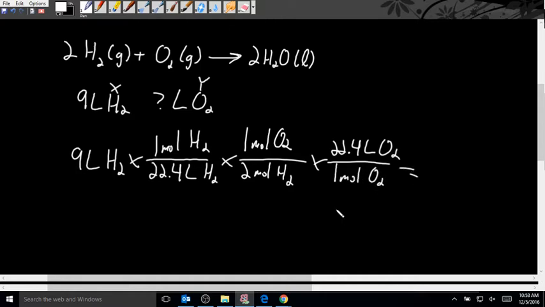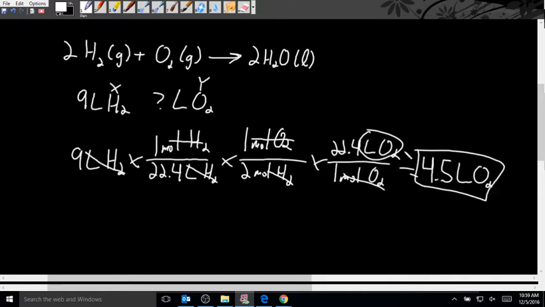Unit analysis shows me liters of H2, liters H2, moles H2, moles H2, moles O2. I know I went through that quickly. Big thing though, liters of O2 is what I'm left with, which is what I want. Dig out my calculator quick. So I have 9 divided by what's on the bottom, so divided by 22.4, divided by 2, times by whatever's on top, so times 22.4. All right. So in this case, I get 4.5. And that's liters of O2.